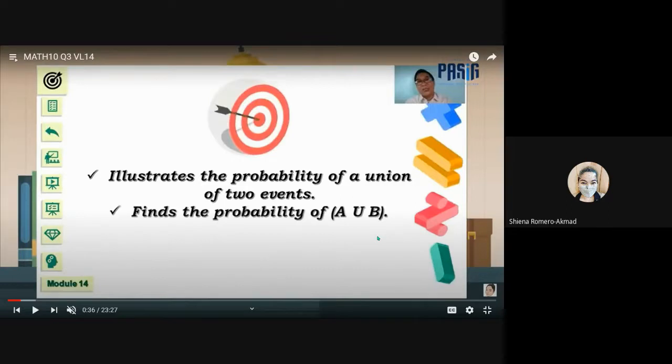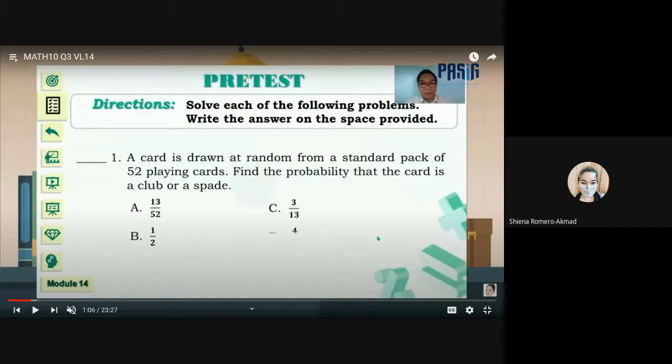Okay, let us have the pretest first. A card is drawn at random from a standard pack of 52 playing cards. Find the probability that the card is a club or a spade. Or here means that it is union. Union means, di ba, pag union ang ginagawa natin, we have to include the elements in the first event and the elements in the second event. Pag i-include natin sila, meaning we simply add them. Okay? So if you see a word or a conjunction or in probability, that means addition.